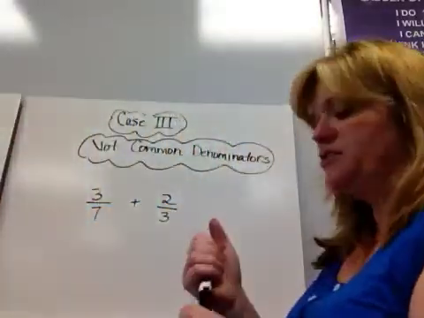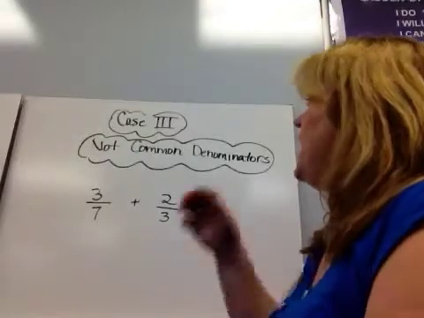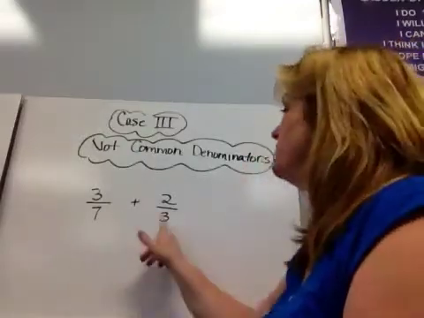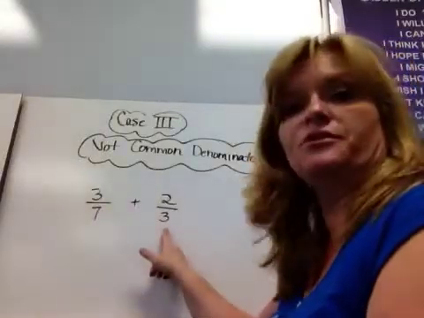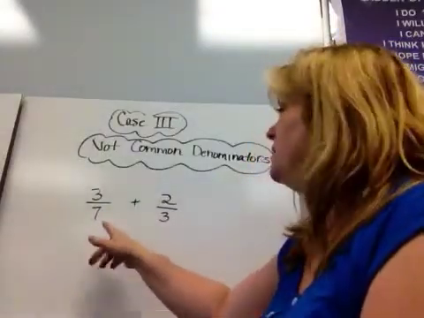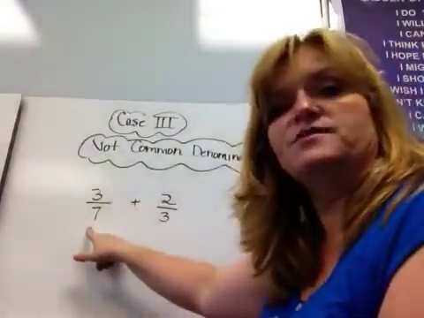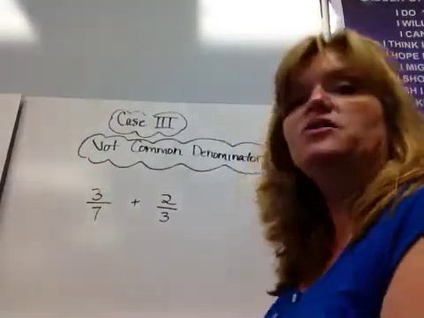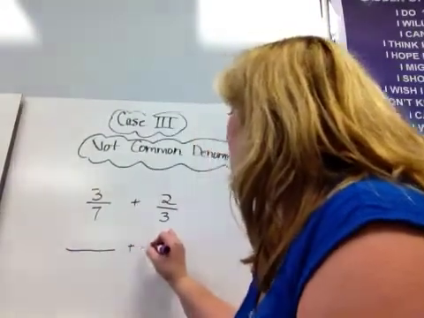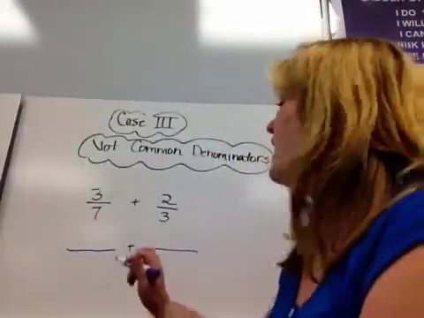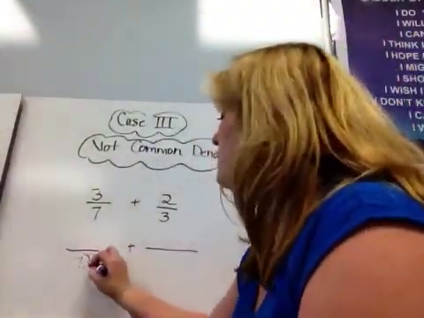Case 3 also doesn't have a common denominator. And what I picked here was 3 sevenths plus 2 thirds. Now, here I can't say 7 goes into 3 or 3 goes into 7 because the only factors of 7 are 7 and 1, and 3 and 1. So in order for me to find a common denominator, I'm going to put it underneath here, I have to multiply those two. So my common denominator is going to be 21, or 7 times 3.